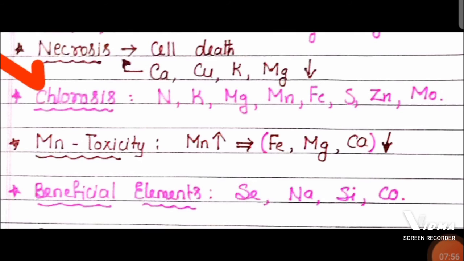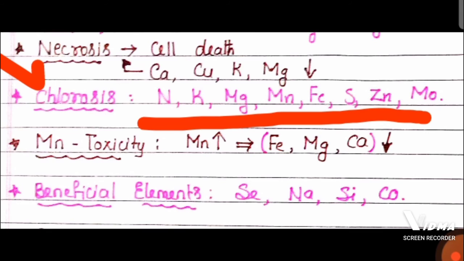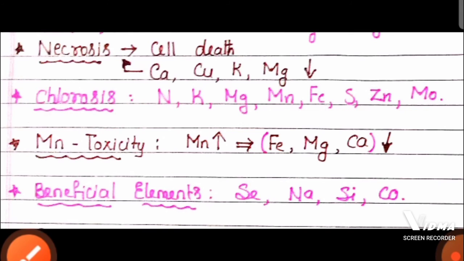And chlorosis is because of the deficiency of these elements: nitrogen, potassium, magnesium, manganese, iron, sulfur, zinc, and molybdenum. If their level is reduced in the plant, then the plant is going to suffer from chlorosis.